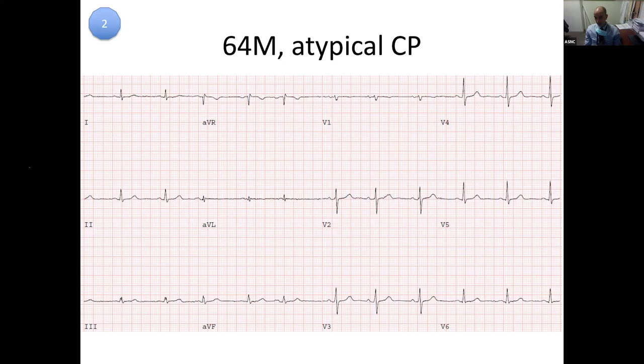This is another case of a 64-year-old gentleman with atypical chest discomfort. Their primary care physician sent them for this. As you can see here, this is their resting EKG, which is fairly unremarkable, showing sinus rhythm with some mild sinus arrhythmia as the RR intervals are mildly variable, but otherwise no obvious ST changes or any ischemic findings or conduction abnormality.